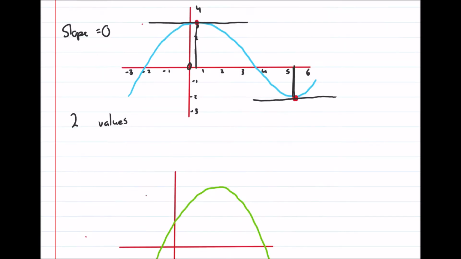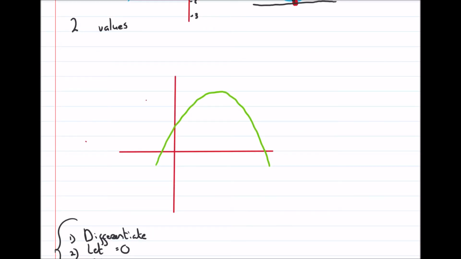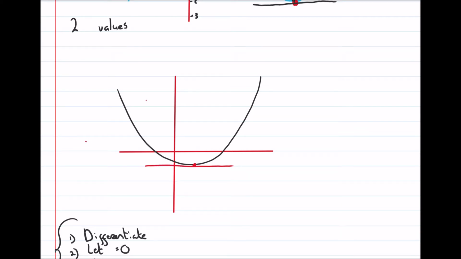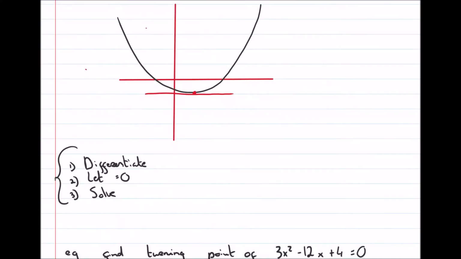However, something like this, that just has one value, will either give me a maximum turning point if it was a curve like this. However, if it was a curve like that, then it'll be giving the minimum value. Just to go back on that again.